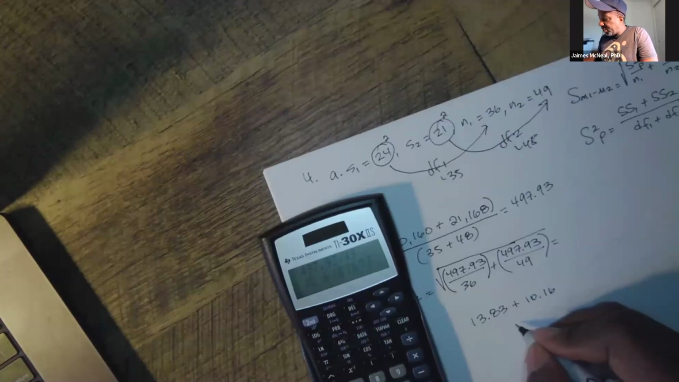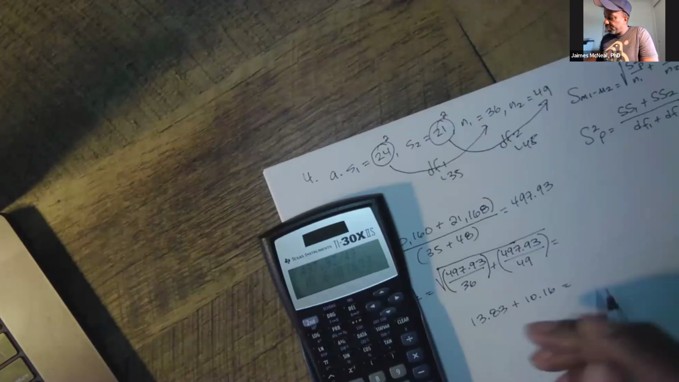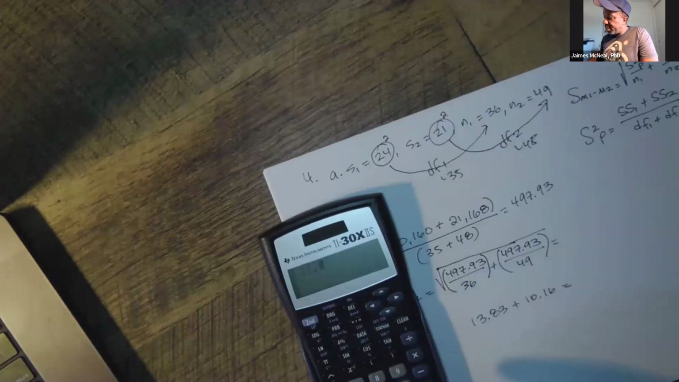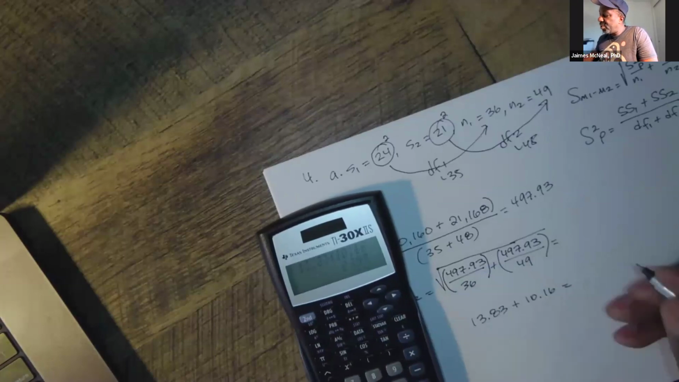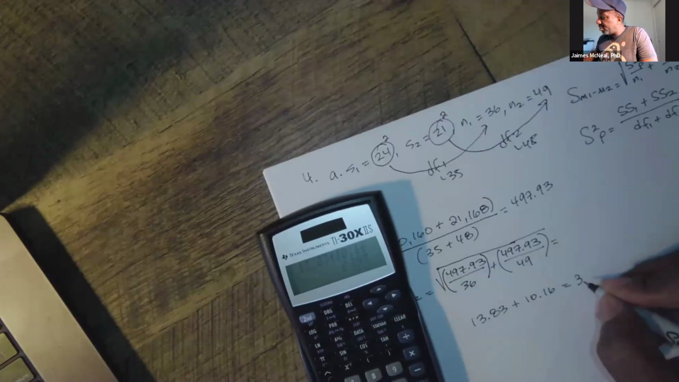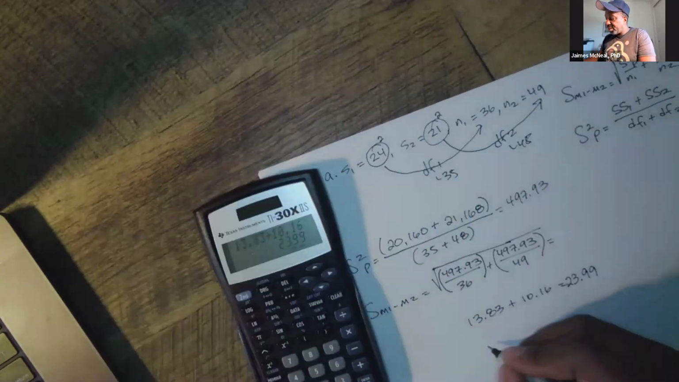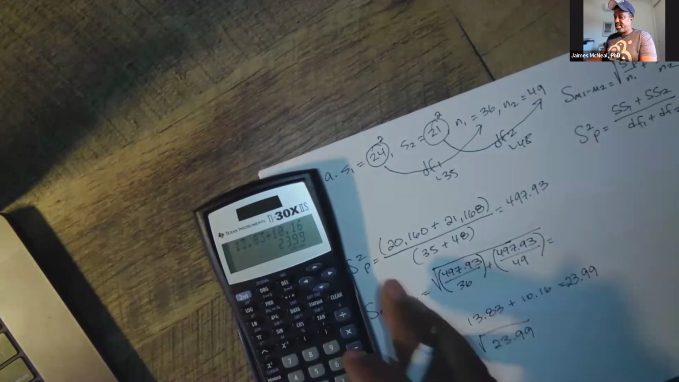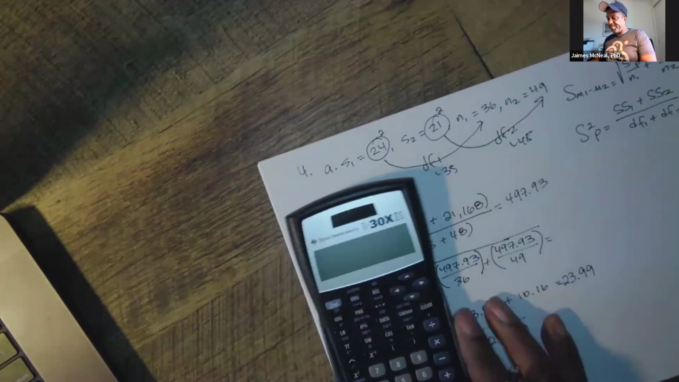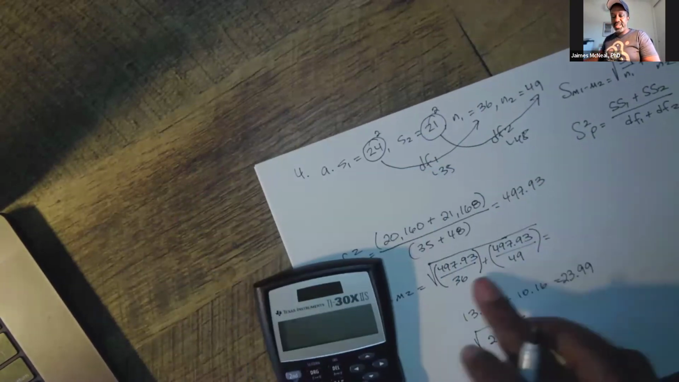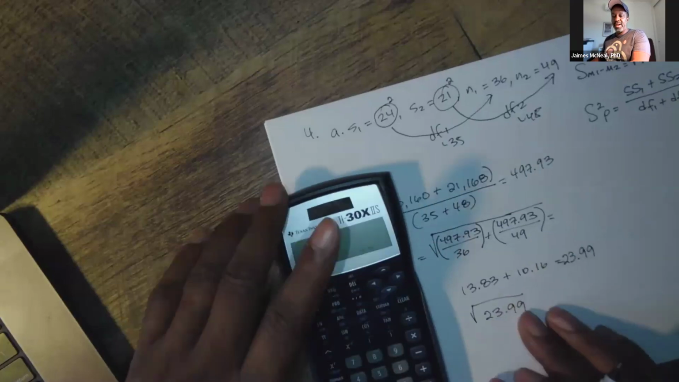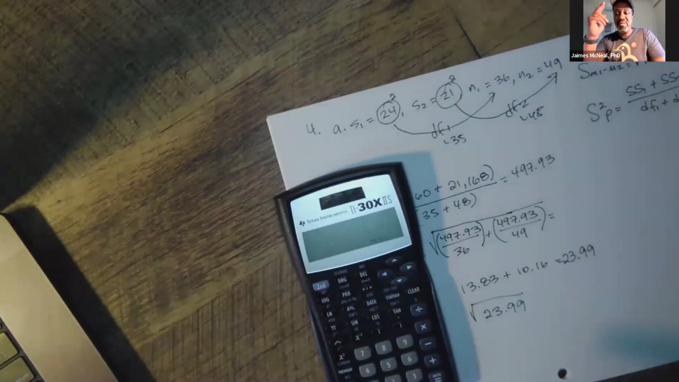And these two together, 13.83 plus 10.16 equals 23.99. Okay, that's fine. Now let's see what the square root of 23.99 is. We simplified that, right? By doing these calculations separately, adding them together, and now finding out what the square root of that is.